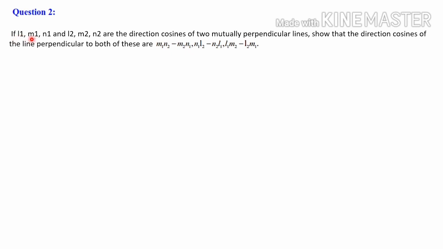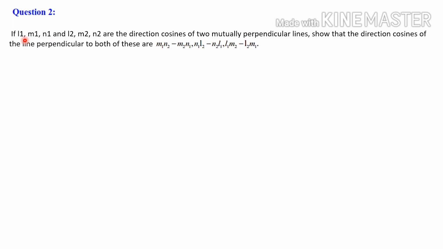Next, we shall discuss question number 2. If L1, M1, N1 and L2, M2, N2 are the direction cosines of two mutually perpendicular lines, show that the direction cosines of the line perpendicular to both of these are M1 N2 minus M2 N1, N1 L2 minus N2 L1, L1 M2 minus L2 M1. Let's go through the question.